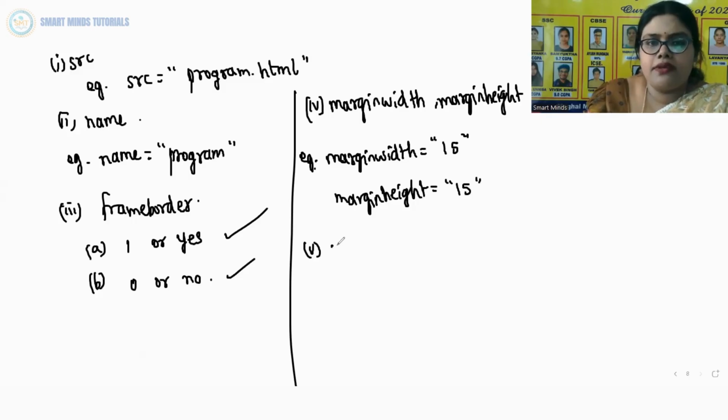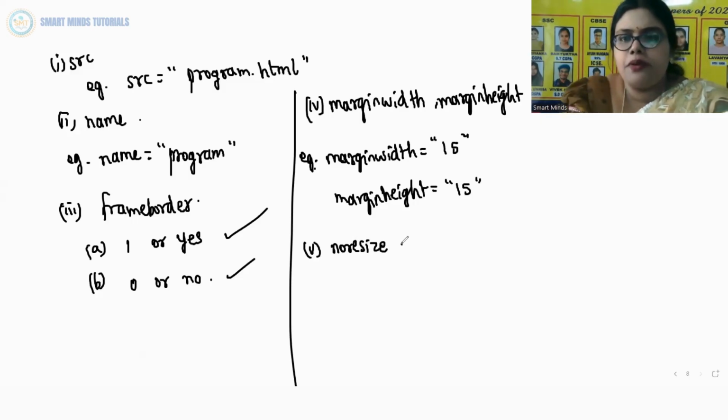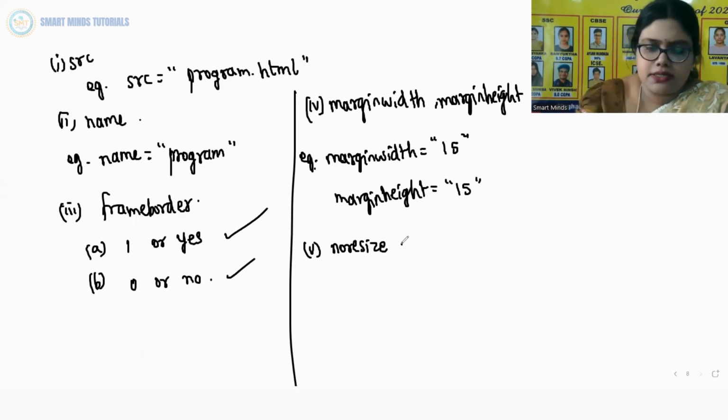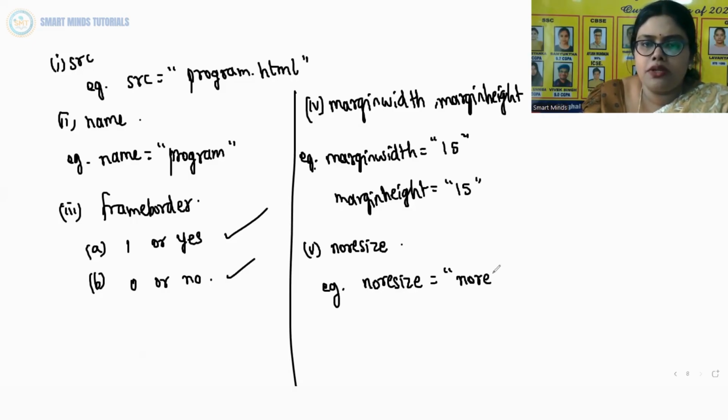Then number 5 is noresize attribute. So it is used to prevent the resize of a frame. So its value is noresize. For example, noresize is an attribute that is equal to, within double quotes, we write noresize. Within double quotes is the value. And on the left hand side, which I have taken, that is the attribute.